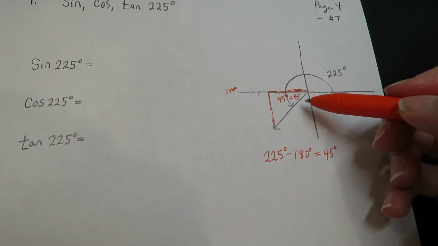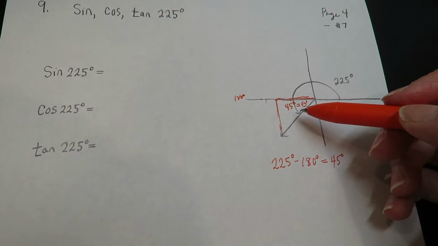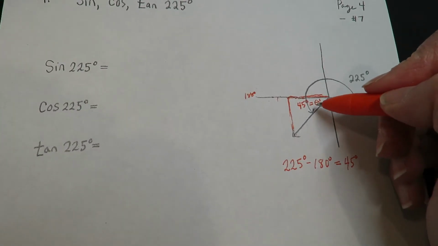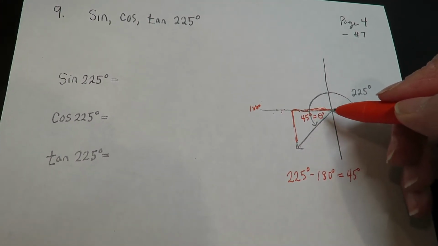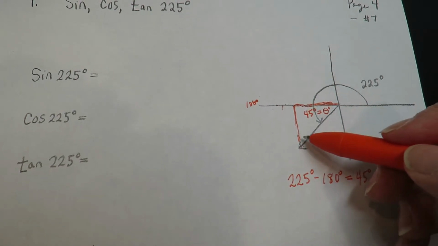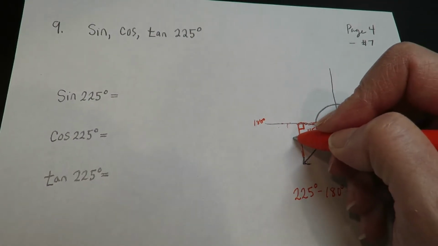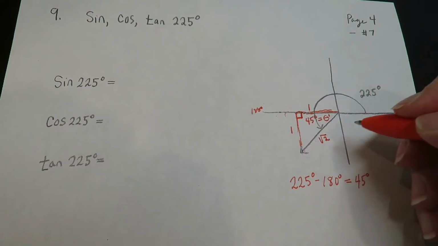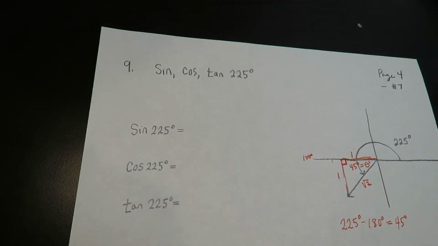Now, 45 degrees, I showed you that triangle, right? And we even discussed it on page 2 of this packet. We even discussed your 45, 45, 90 triangle. So now that's what we have. We have your 45, 45, 90 triangle. And we know the sides of that, right? That's your 1, 1, radical 2 triangle. Okay, so now let's come back over here for a moment.